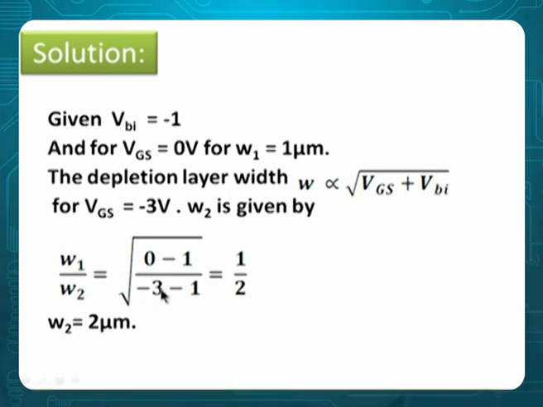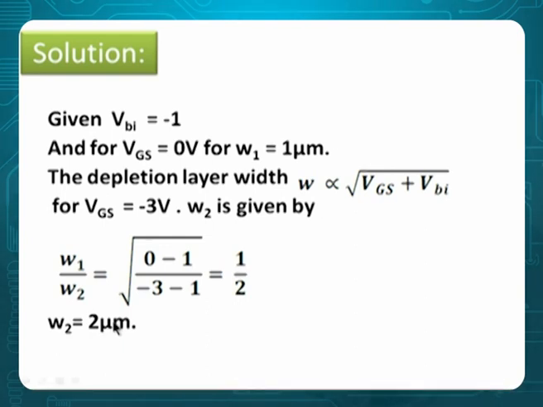W2 is VGS another VBI. So built-in potential is the same, which is minus 1 here. VGS is 0 here, 3 is here. So W2 is equal to W1 by W2 is half. Therefore W2 is 2 times W1. And 2 times W1 is how much? 2 into 1 is 2 micrometers.